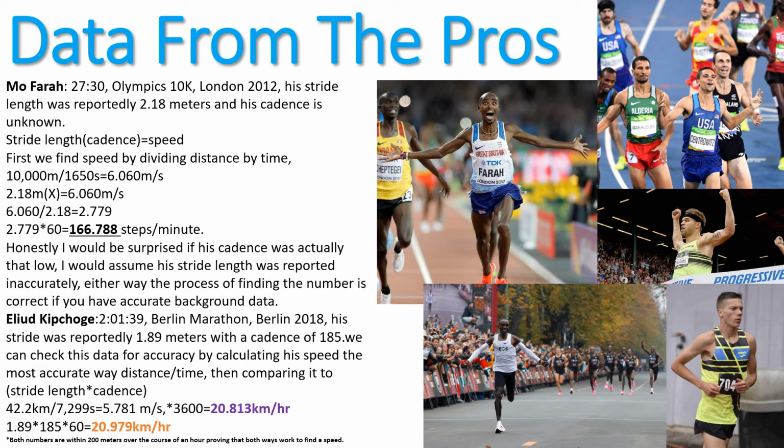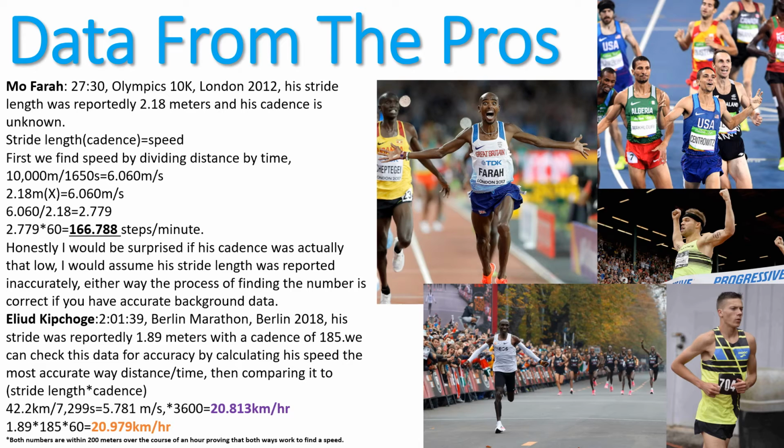Finally, let's use Eliud Kipchoge. He ran 2:01:39 at the Berlin Marathon. His stride was reportedly 1.89 meters, which I think is more realistic, with a cadence of 185, which also seems realistic. We can check this data for accuracy by calculating his speed the most accurate way, distance divided by time, then comparing it to the stride length times cadence. Okay, so first I did distance divided by time, which is the most accurate way to find speed.